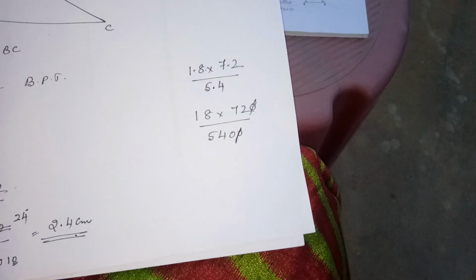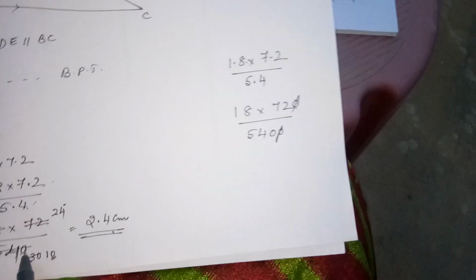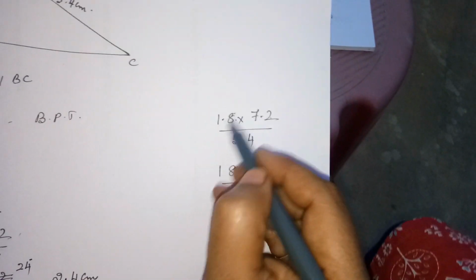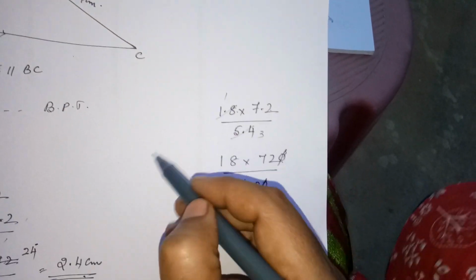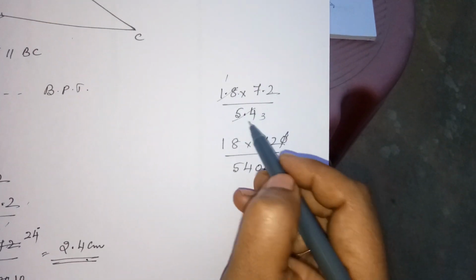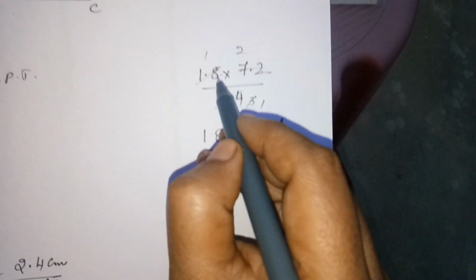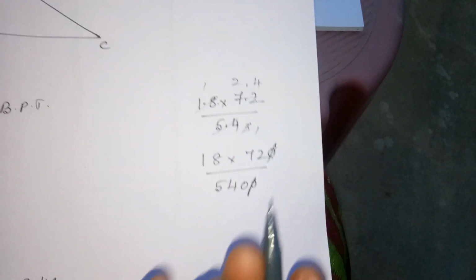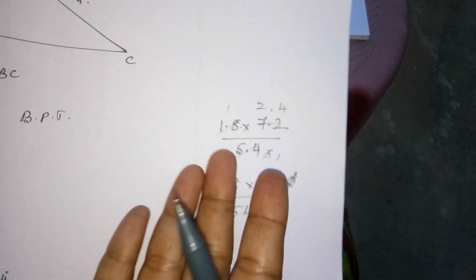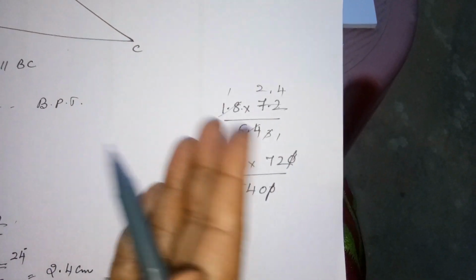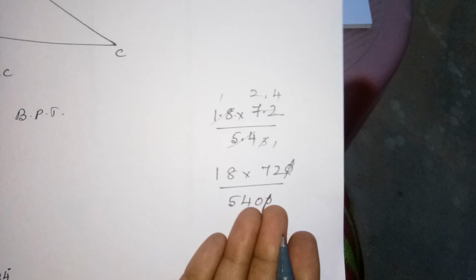Again, what is left out? 18 into 72 by 540. Or directly you can write it as 18 ones are 18, 18 threes are 54, 3 ones are 3, 3 twos are 6, 3 fours are 12. This is also right. Keeping the decimal you can divide. If you find it difficult you can place zeros instead.